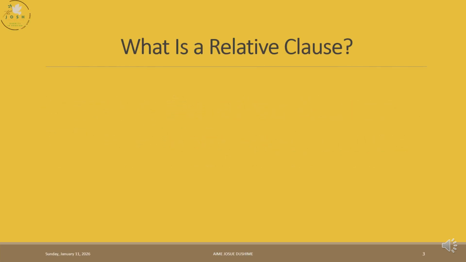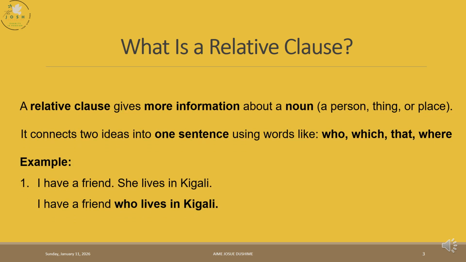The relative clause first. A relative clause is a clause that gives more information about a noun. Means like it gives more information about a person, a thing, or a place. It connects two ideas into one sentence using the relative pronouns like who, which, that, where.